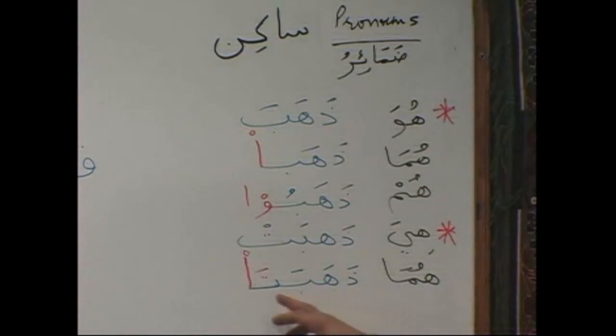And they are sakin pronouns. Are you with me? This alif represents huma. Waw represents hum. Are you with me? They represent, huh? And they are sakin pronouns. Are you with me? And then we have, starting from hunna.